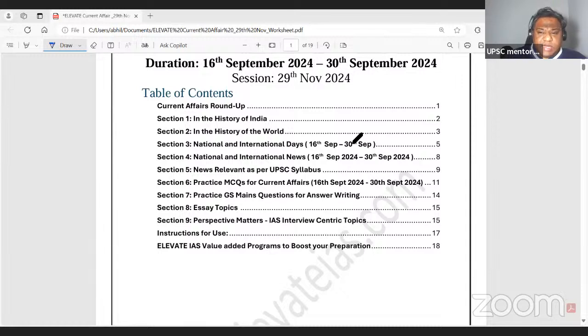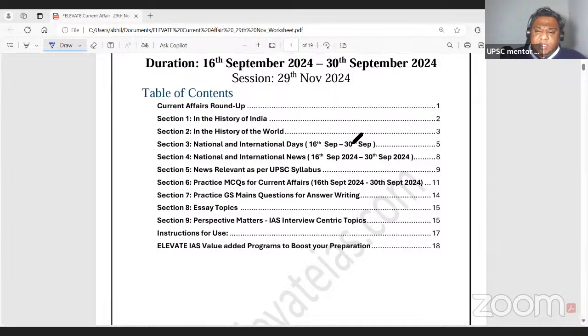Here it is only 10 questions, but once you enroll, you get a larger number of questions in the worksheet and separately. Then there's a mains answer writing question as per the paper, and this is the activity. You are expected to submit your answers for evaluation. Then there is an essay topic again, and you are expected to write a full essay, like a paper itself, and send it for evaluation.